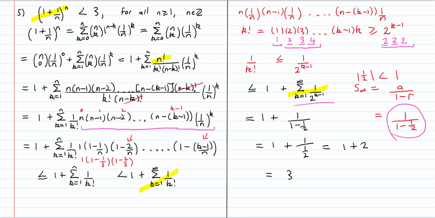So now we can just follow everything through. We've got our 1 plus 1 over n to the power of n was less than this term here, which was less than or equal to this term, which was equal to 3. So therefore, we can say that 1 plus 1 over n all to the power of n is less than 3 as required. And that finishes off our final question.